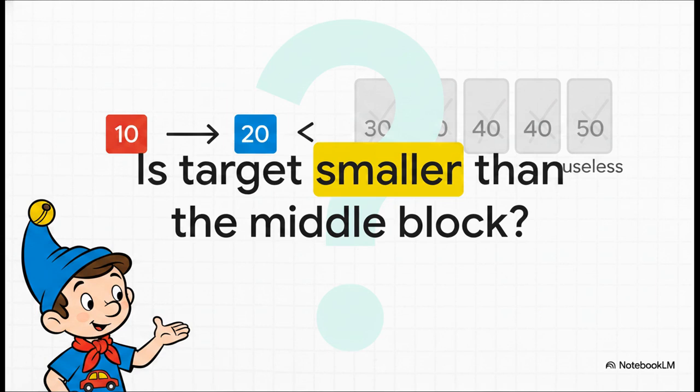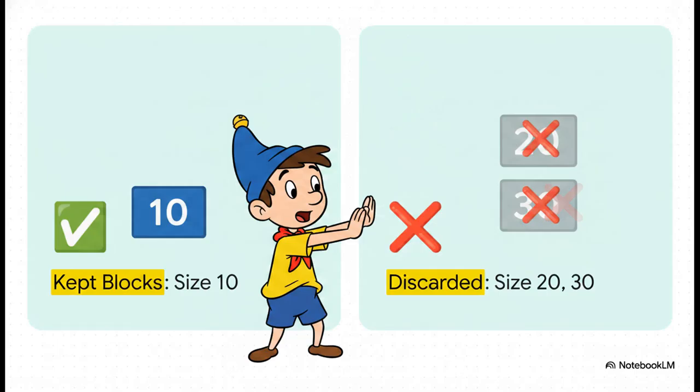Now, I ask you to kindly think about this. Is our target smaller or larger than that middle block? Well, our target is 10. The middle block is 20. 10 is obviously less than 20. And because our blocks are perfectly sorted from smallest to largest, we know for a 100% fact that all blocks to the right of 20 are even bigger. They're 30, 40, 50, and so on, which means they're absolutely useless to us. Because our target 10 is smaller than the middle block 20, we simply don't need that right side anymore. We discard it completely. Just toss it out.